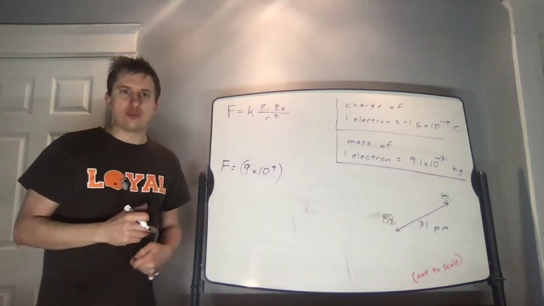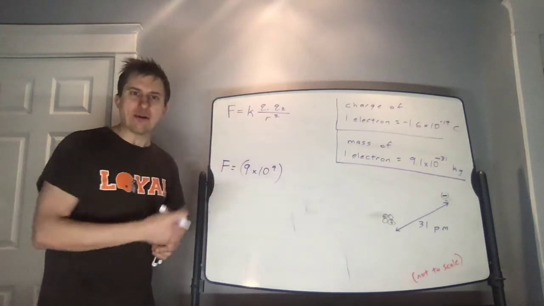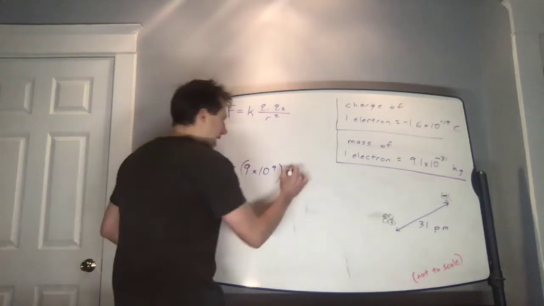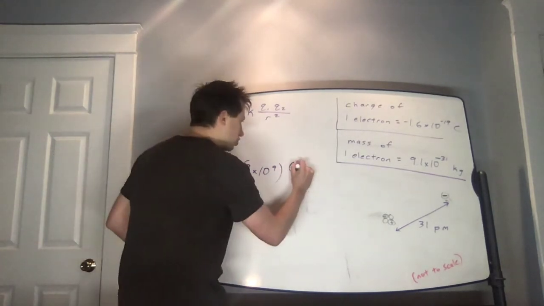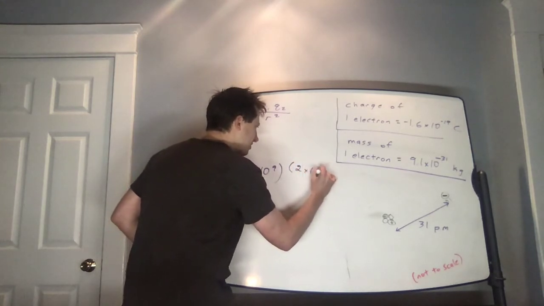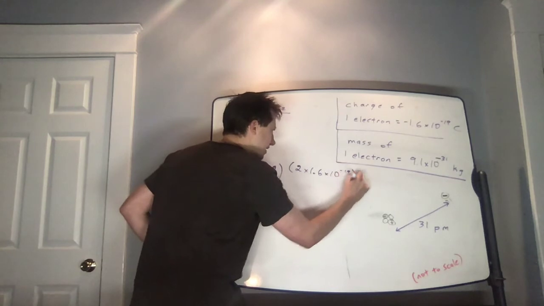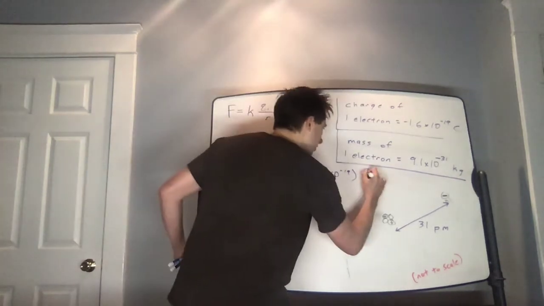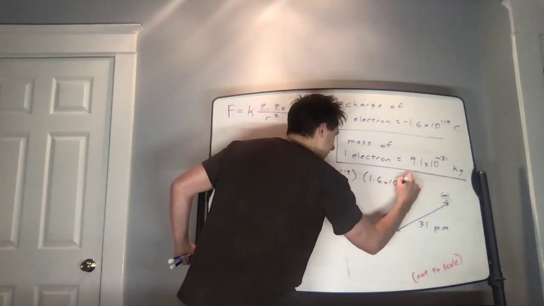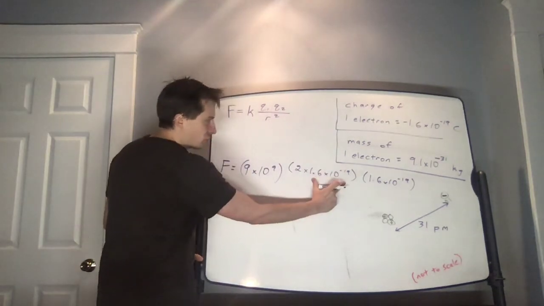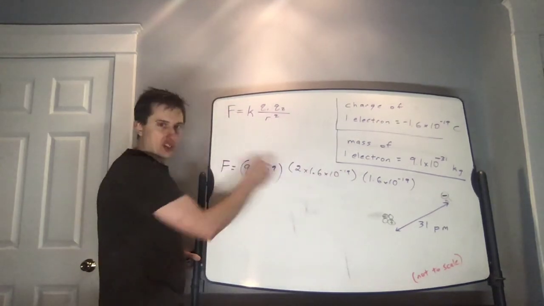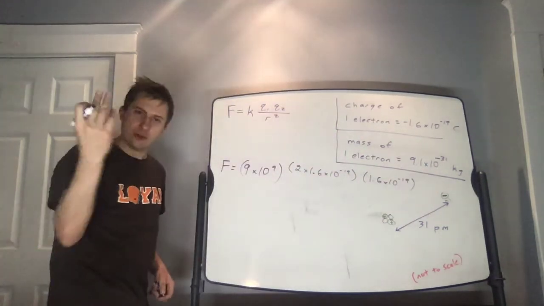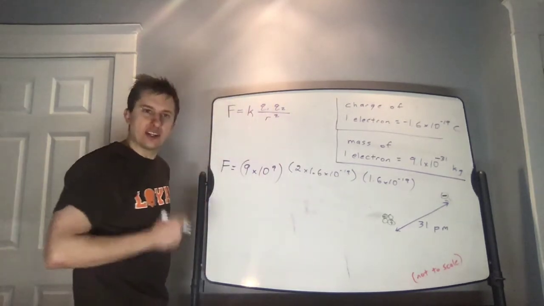The nucleus contains 2 protons. A proton has the same amount of charge as an electron, just opposite sign. Because we have 2 protons here, I could say the nucleus of the atom will have a charge of 2 times 1.6 times 10 to the negative 19. And then the electron has a charge of 1.6 times 10 to the negative 19. So this is the charge of 1 proton. Then I double it because we have 2 protons in the nucleus. This is the charge of 1 electron. I only have 1 electron that I'm looking at. We are ignoring the other electron in this problem.